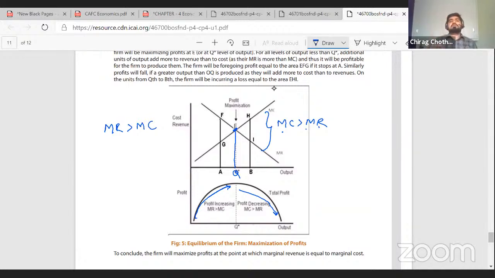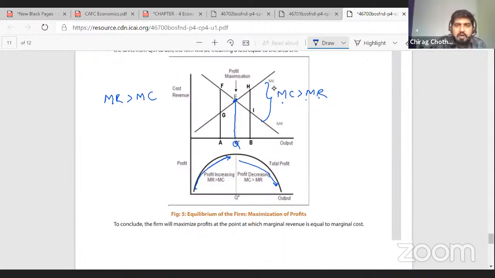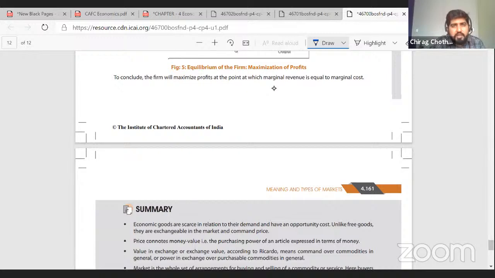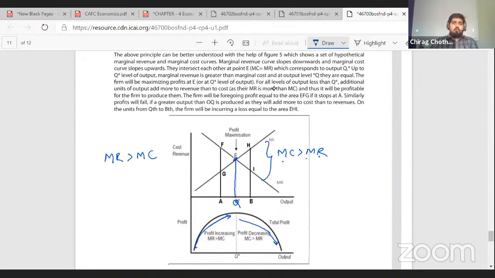So ideally, what is the optimum level of output? The optimum level of output, or the point of profit maximization, write it down: it is at the point where MR is equal to MC. Productive efficiency is MR equal to MC. So that's about our unit number 1. I hope you are very clear in unit number 1 entirely. Yes or no? Let's go ahead to the next unit.